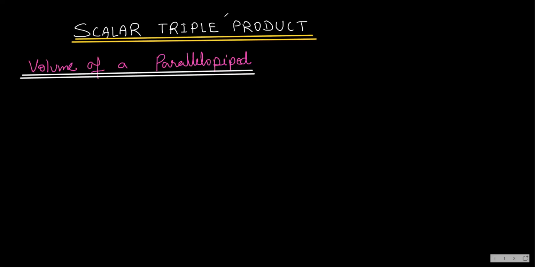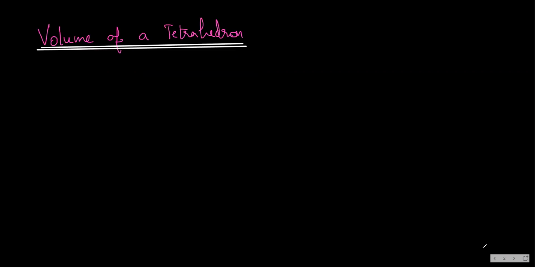Hello and welcome students. This is a lecture on vectors and right now we are into scalar triple product. I have already explained to you the definition of scalar triple product. Then we have also solved a number of problems on scalar triple product. Now we are going to start with volume of a parallelepiped and volume of a tetrahedron.